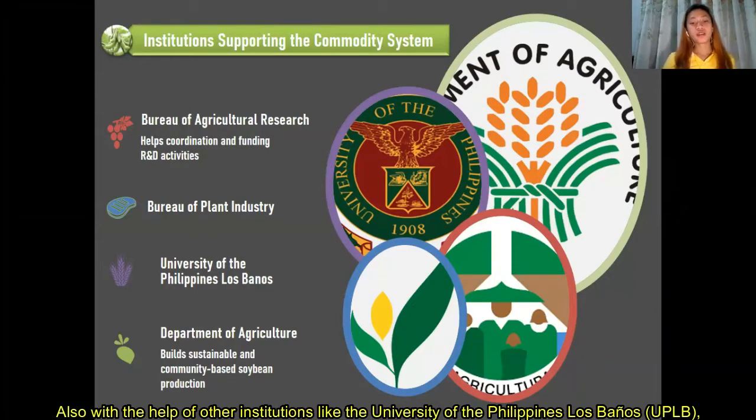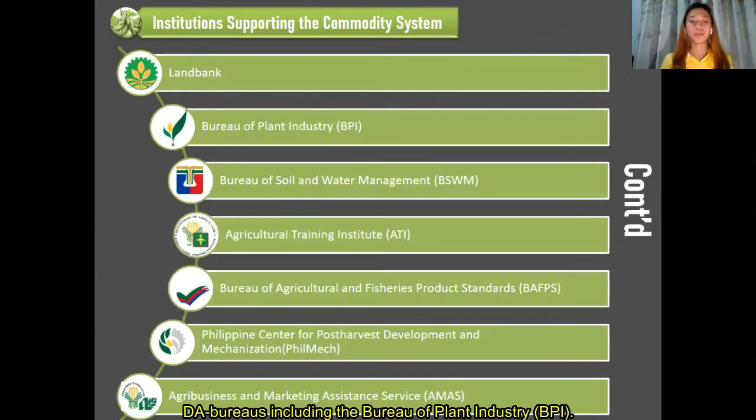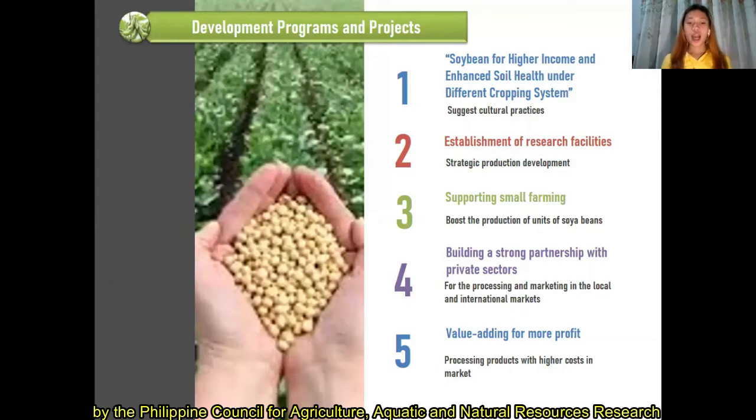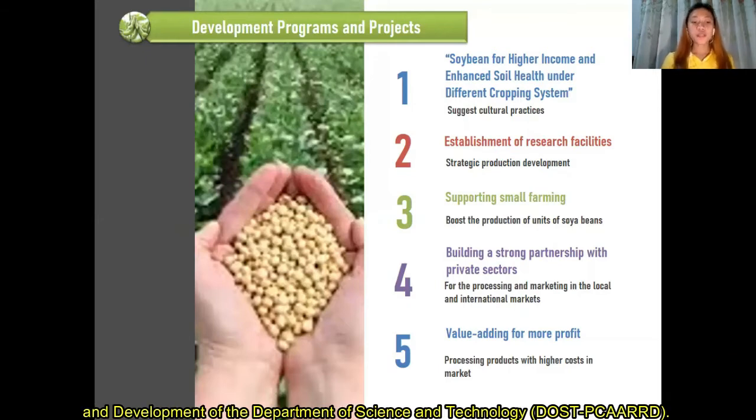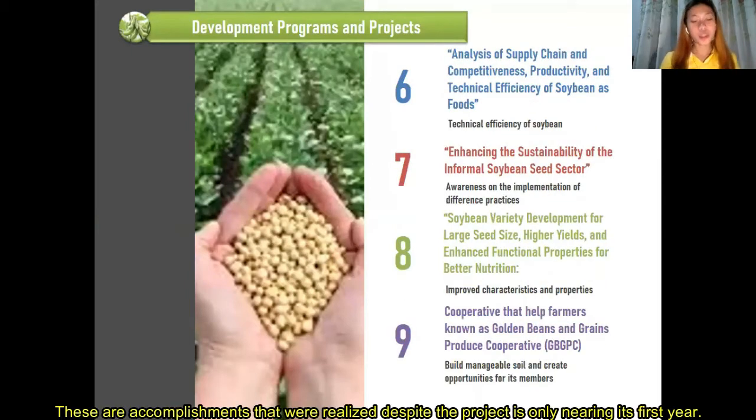Also with the help of other institutions like the University of the Philippines Los Baños and DA bureaus including the Bureau of Plant Industry. These are other institutions supporting the commodity system. These are the programs, activities, and projects that were reported for soybean R&D by the Philippine Council for Agriculture, Aquatic and Natural Resources Research and Development of the Department of Science and Technology. These are accomplishments that were realized despite the project only nearing its first year.